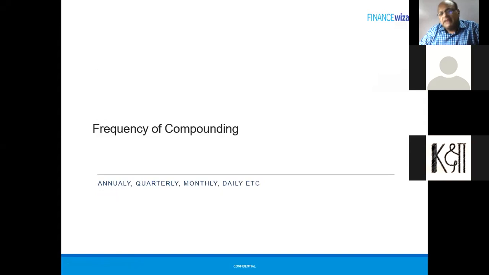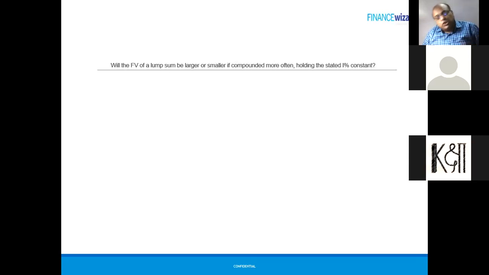Then we come to this part, frequency of compounding. This is a basic part of financial mathematics, and it is important that you understand the frequency of compounding plays a very important role in ascertaining the size of the corpus which you are going to have at the end. Will the future value of a lump sum be larger or smaller if it is compounded more often, holding the stated I% constant? If the rate is constant, if the compounding is done more often, will the future value be high or low?